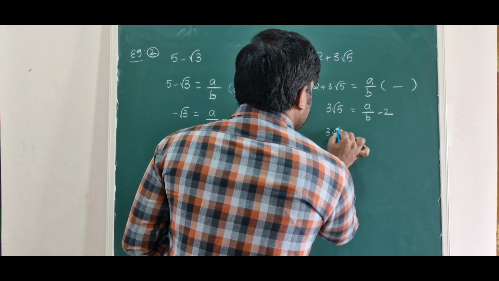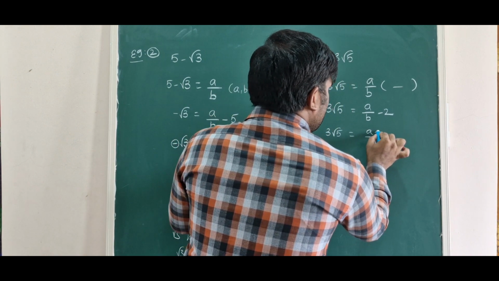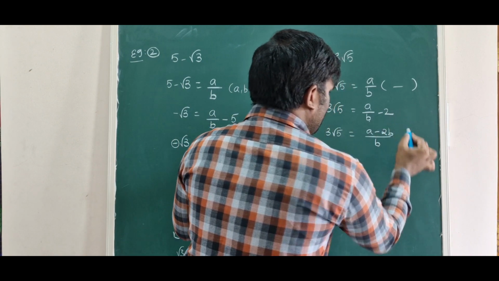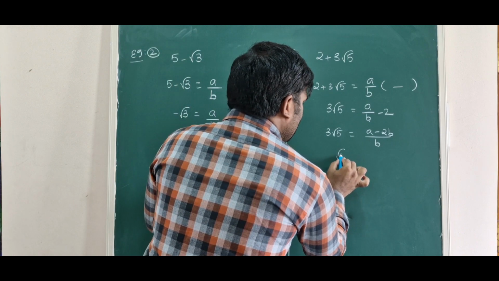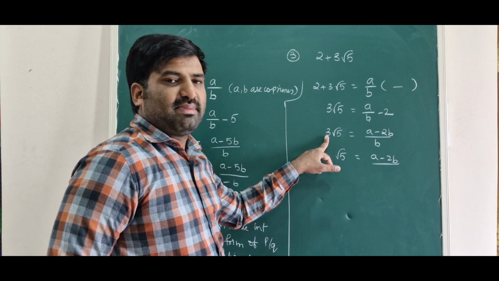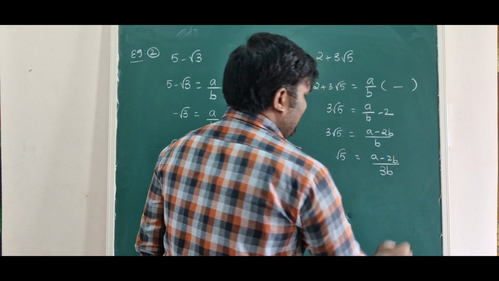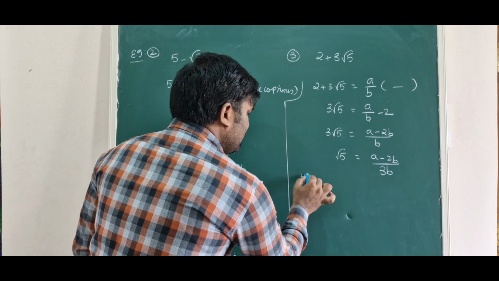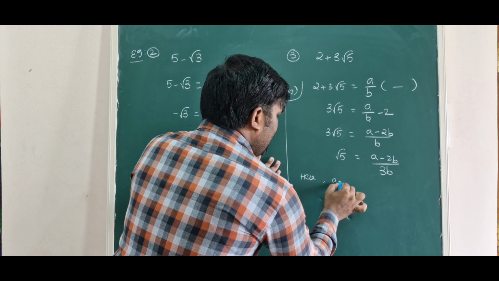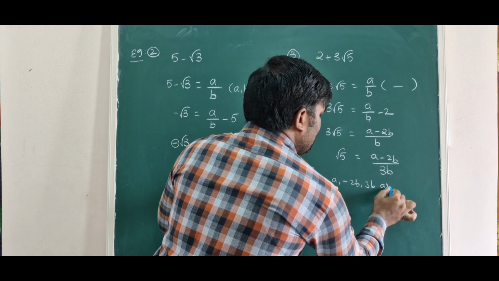So 3 root 5 is equal to, taking LCM b, a minus 2b by b. Next, root 5 is equal to a minus 2b by, here 3 is multiplying on the left side, if you transpose it to the right side it will go to the denominator, that is 3 into b, 3b. Now what will we write here? Here a minus 2b and 3b are integers.